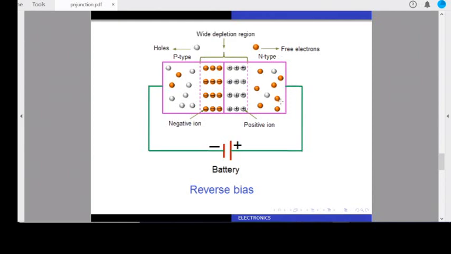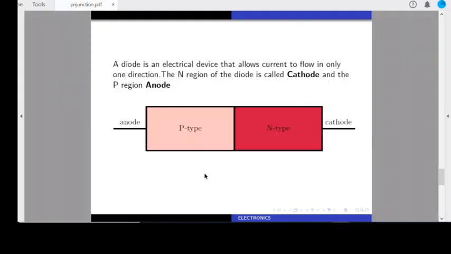If this happens, it is going to lead to an increase in the depletion layer or the depletion region. And if the depletion region is increased, it will be impossible for electrons to cross over from the n-type side onto the p-type side, and likewise for holes to cross over from the p-type side onto the n-type side. So when we have a reverse bias, it is going to be very hard for electrons and holes to move from one side onto the other.